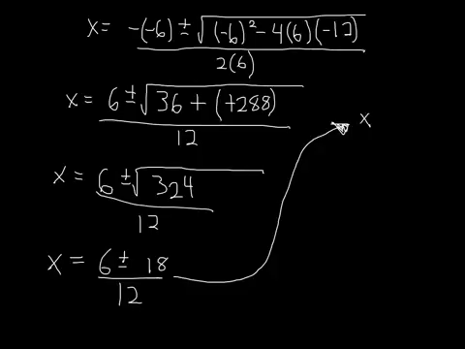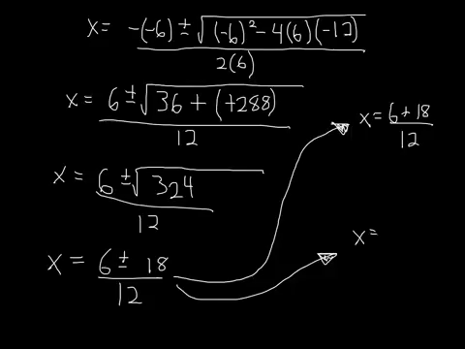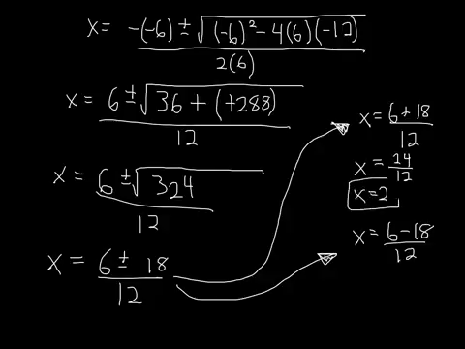So I have one where x is equal to 6 plus 18 divided by 12, and I have the alternative where I can use the negative sign, where x is equal to 6 minus 18 divided by 12. If I solve out this top one, 6 plus 18 is 24, 24 divided by 12, and I get x is equal to 2.